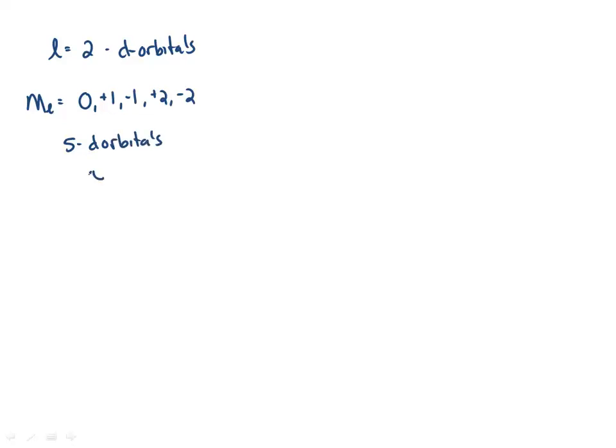So the next orientations is if I have L equals 2, we said that described our d orbitals. And so m sub L then is allowed to have the value 0, plus 1, minus 1, plus 2, and minus 2, because it can go all the way up to L, right? And it starts at 0. And so that means that there's 5 d orbitals, or that there's basically 5 different orientations.